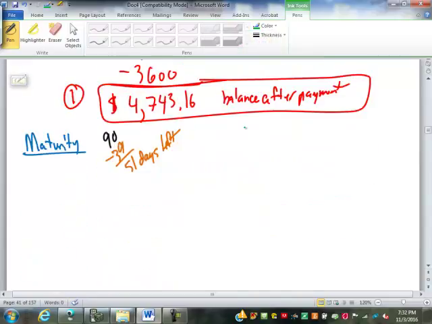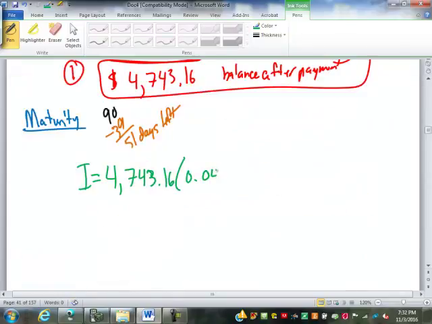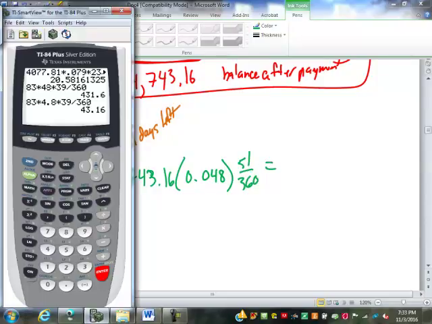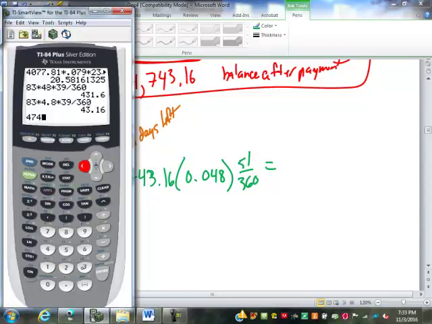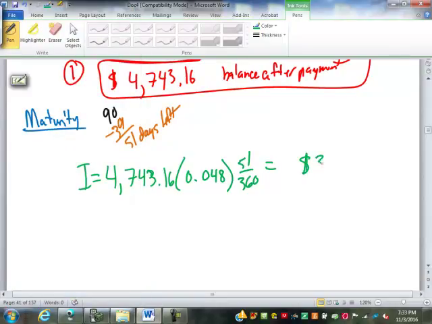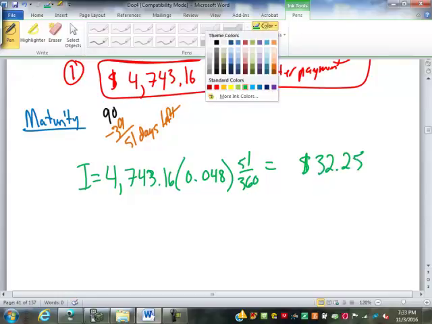So our interest, $4,743.16 balance times 0.048, was it? Yeah. 0.048 times 51 over 360. So 4743.16 times 0.048 times 51 divided by 360 gives us $32.25. That's our interest. We're going to add it on.